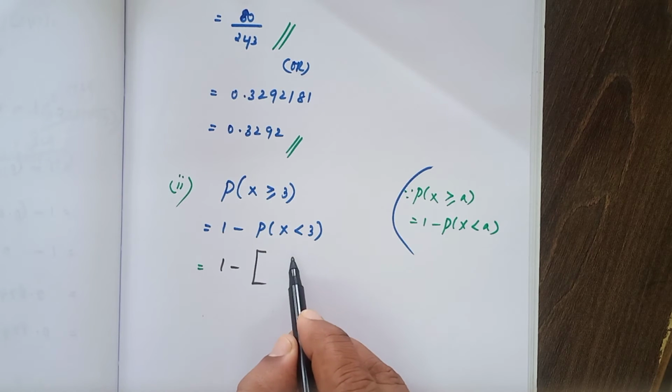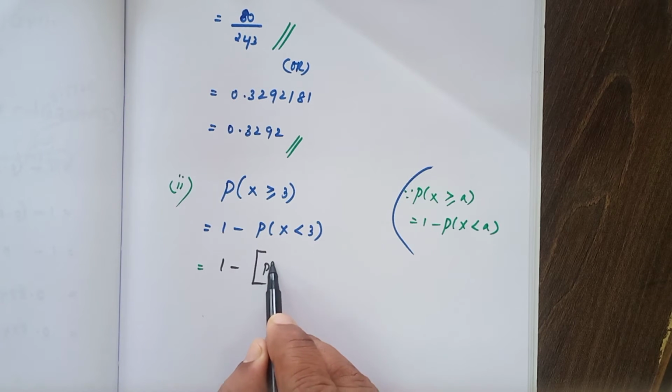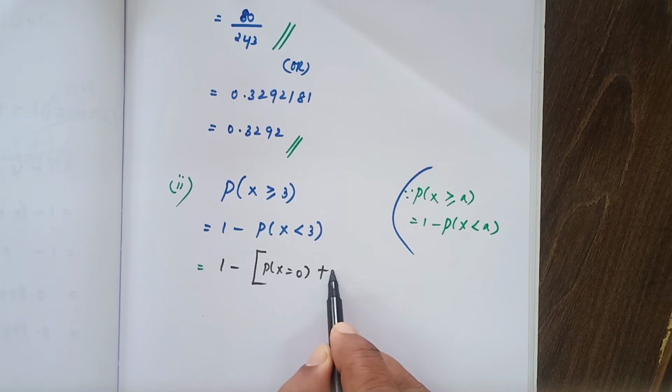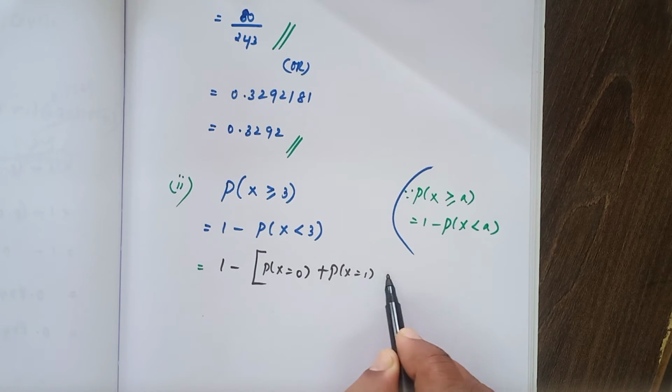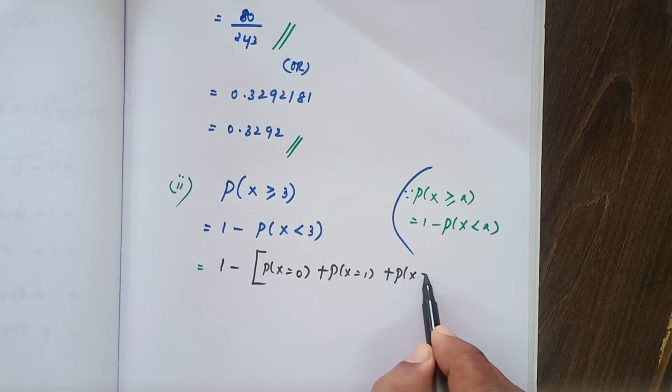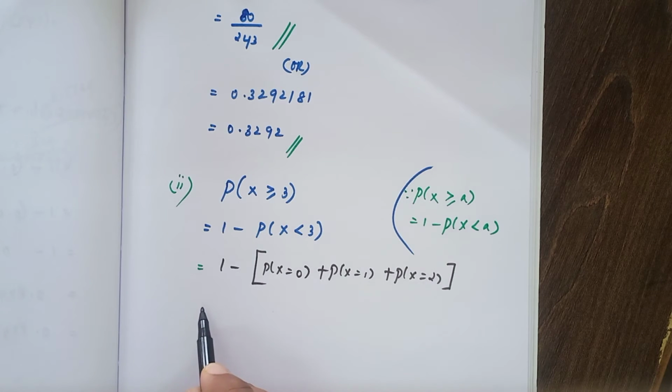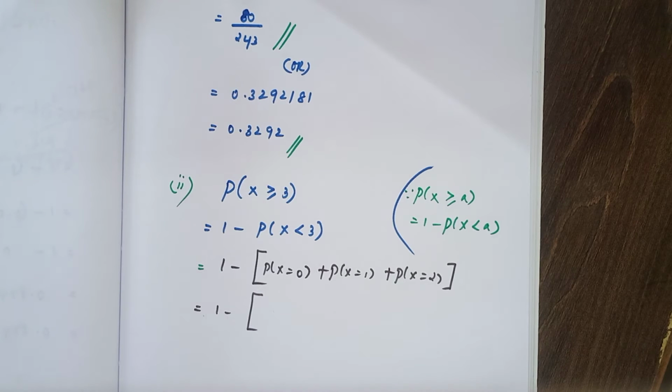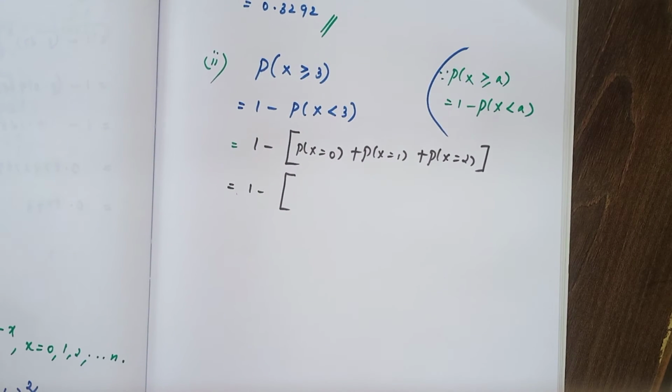less than 3. What are the numbers? 0, 1 and 2. So probability of x equal to 0 plus probability of x equals 1 plus probability of x equals 2. Now we have to substitute all the x values in the formula. Formula, you know that nCx, n value, that is 5.